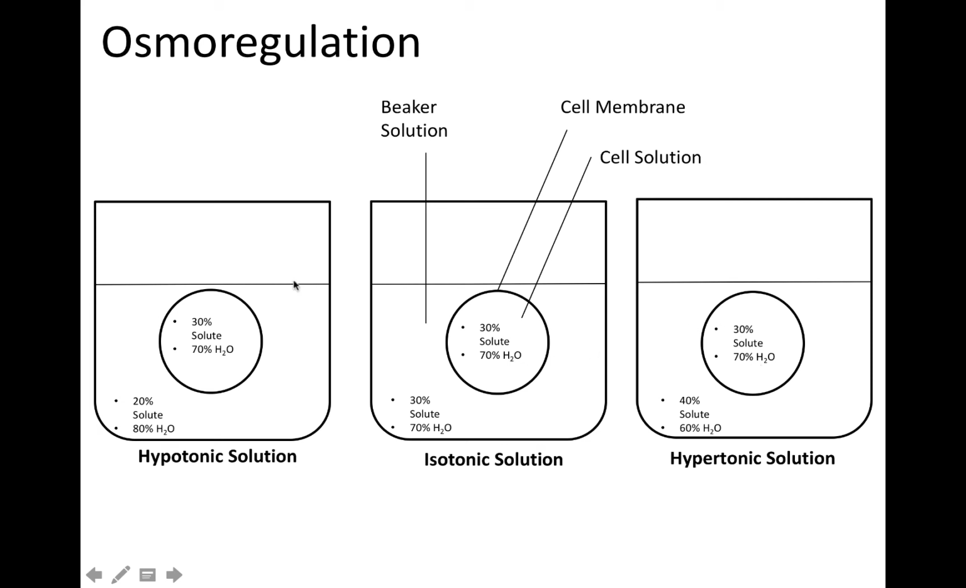Now, we have placed these cells in 3 different solutions. One is called a hypotonic solution. One is called an isotonic solution. And one is called a hypertonic solution.